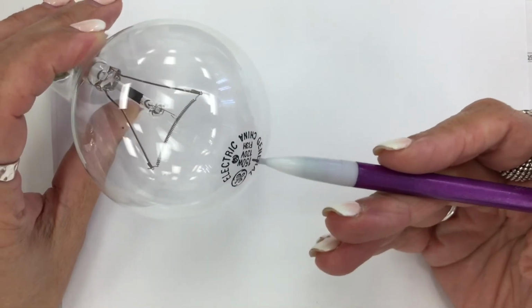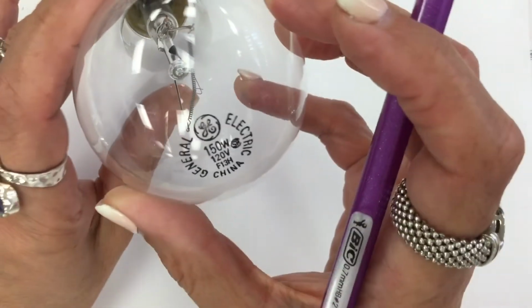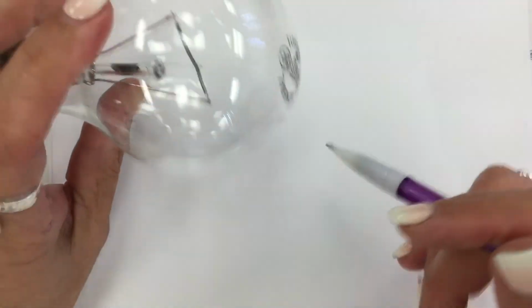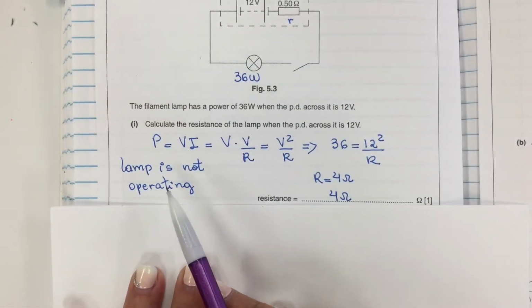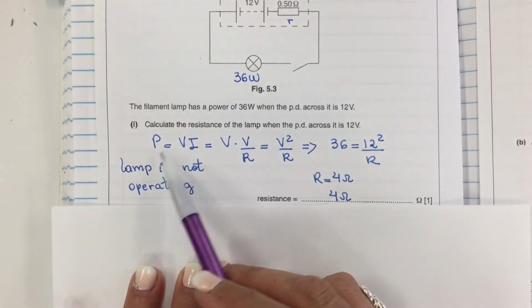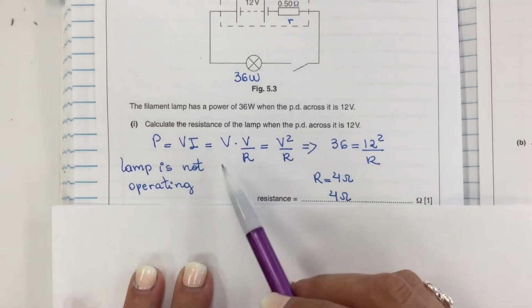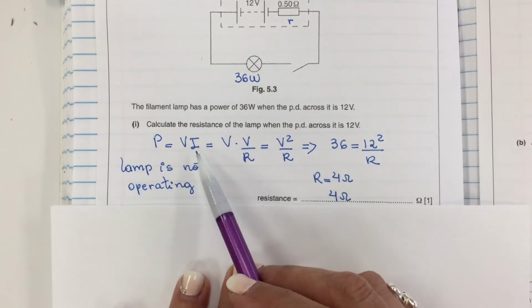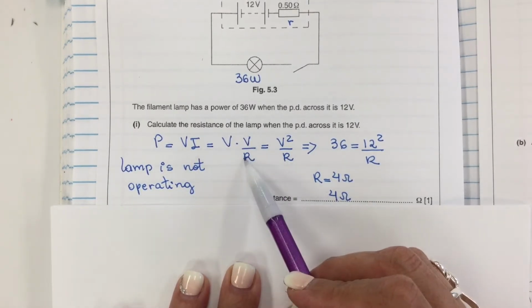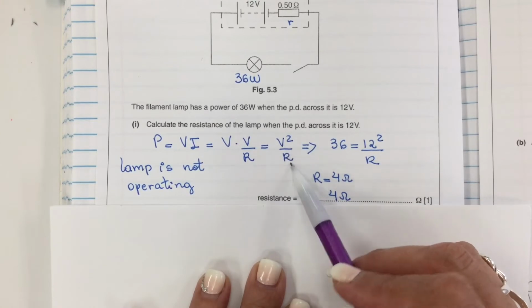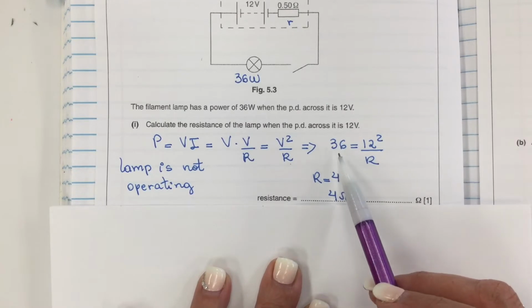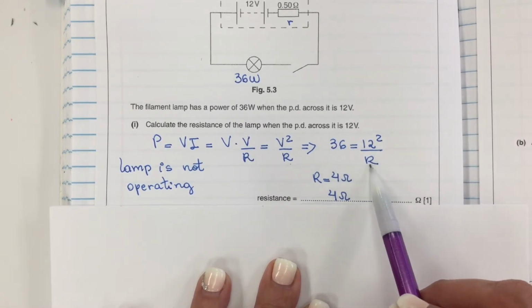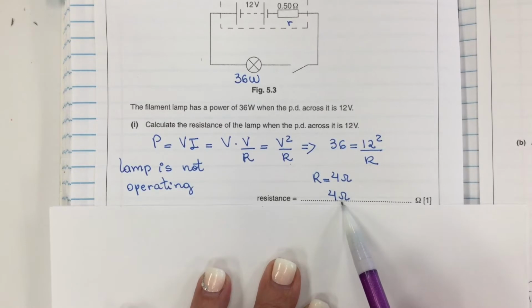We can use the specification here on this light bulb and calculate, but we are going to do the problem that is from the question. So when the lamp is not operating, we have P equals VI, which means that I is V over R. Now we have V squared over R, and we can do our substitution. The power is 36, V is 12, and we can calculate R, which is 4 ohms.